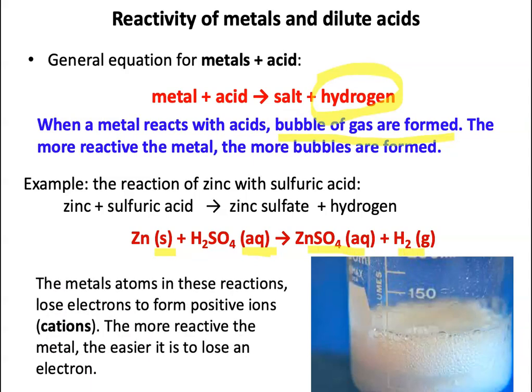And a really important thing now, the metal atoms in these reactions lose electrons. The more reactive the metal, for example sodium or potassium, the more easily they lose their electrons. We will study this in a bit more detail when we study the reactivity of alkali metals, which is a year 11 topic for Edexcel.